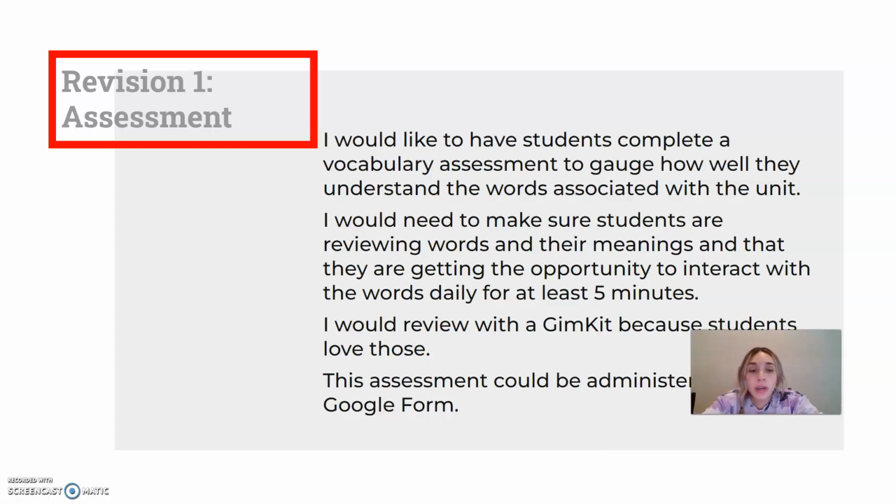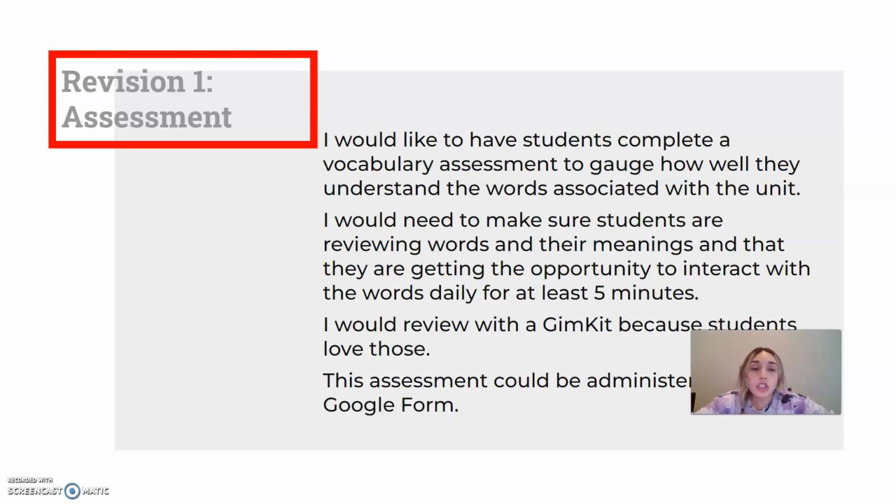So the first revision that I think I would like to make is one for the assessment. I would like to have students complete a vocabulary assessment to gauge how well they understand the words associated with the unit. I introduced them and I had explicit vocabulary instruction, but I didn't really do anything with the words afterward. So I feel like it would be important to have a vocabulary assessment to see how much they've retained and to know that they know the words.